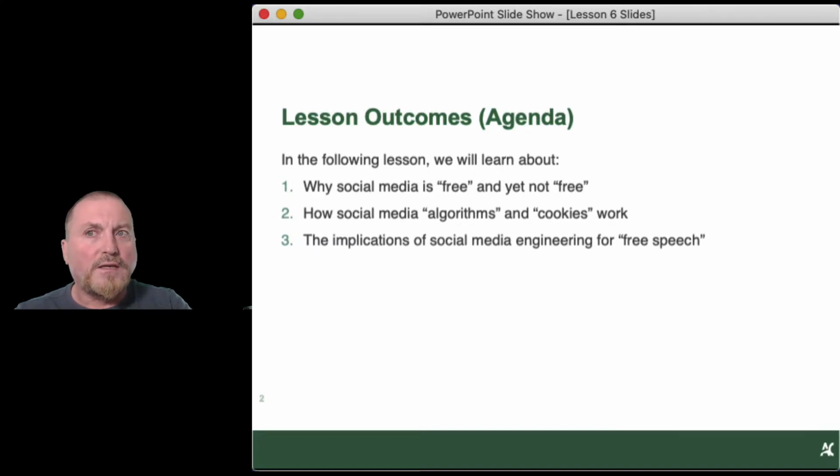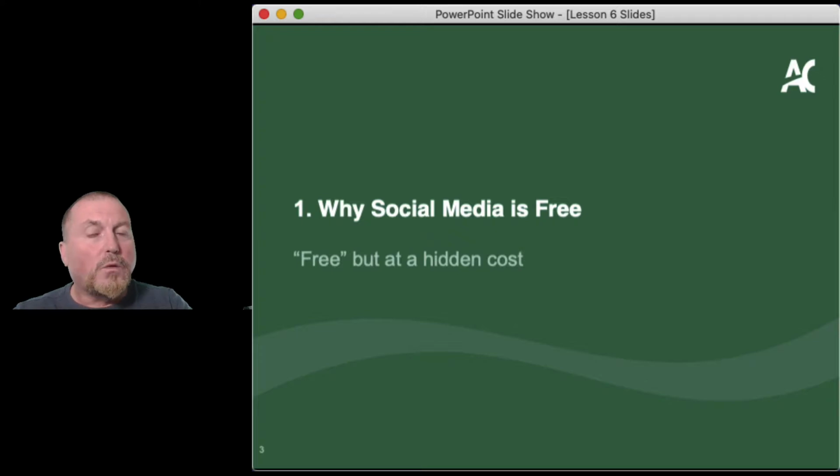Asking these questions: why social media is free yet not free, and how social media algorithms and cookies work, and what implications those have for free speech as we conceive of it in the isolated context of liberal theory, or in the context of the way we understand free speech and democracy as a dominant social paradigm. The implications of social media engineering for free speech is where we want to end up. We want to get a better understanding of that in the context of this particular lesson. All right, so why social media is free but at a hidden cost.